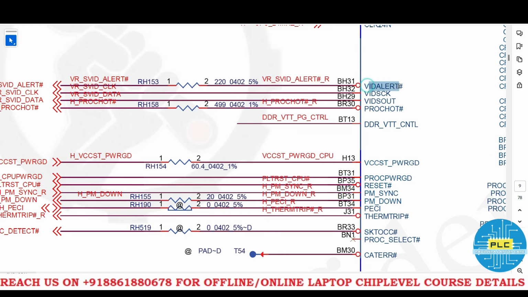VID alert, VID SCK, VID SOUT. These are very, very important signals, because they transfer the power management information between the processor and the voltage regulator controllers. Once again, I'll repeat, these signals are very important to transfer power management information between the processor and the voltage regulator controllers.